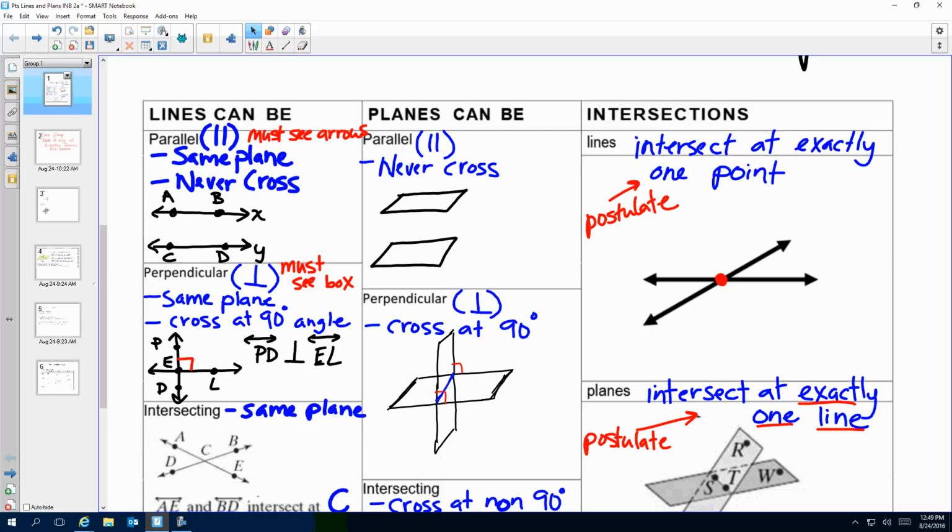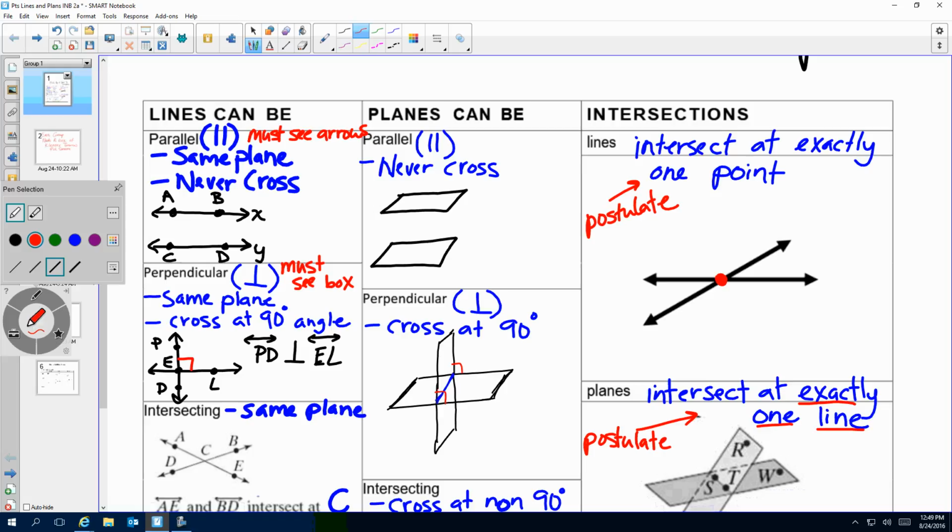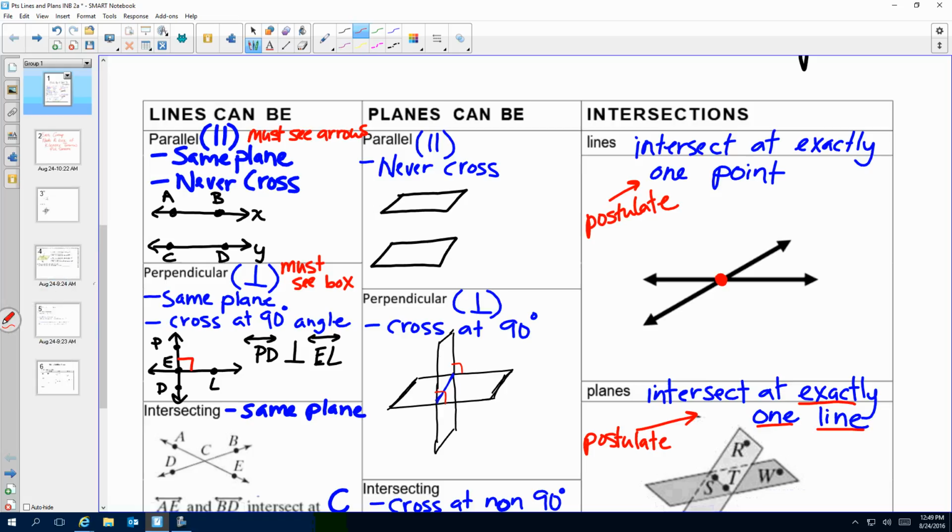Okay. So what we're going to talk about, I gave you the key information. I did some color coding because there are some additional things you need to know to make sure you identify, recognize, and determine correctly. So we're going to look at lines and planes intersecting.